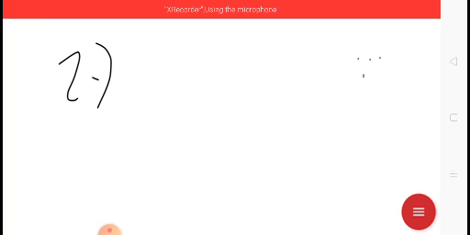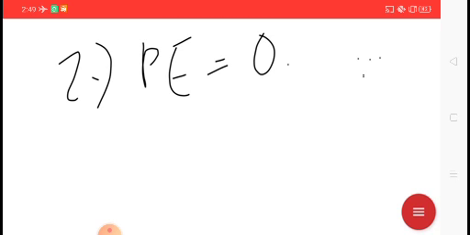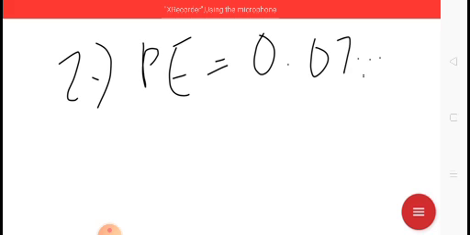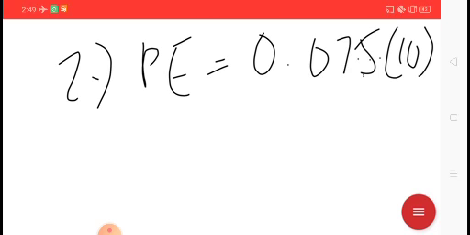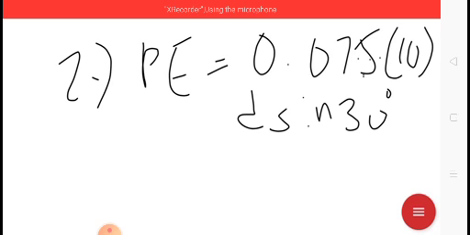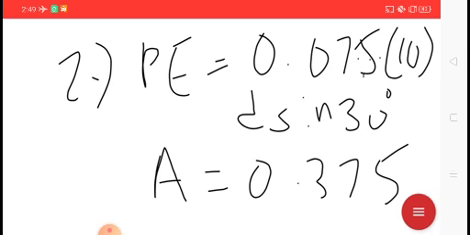For the first one, the gravitational potential energy means PE, which equals 0.075 g d sin 30. From here you should be able to find that A will be 0.375. Okay, that is question 2 part 1 A.